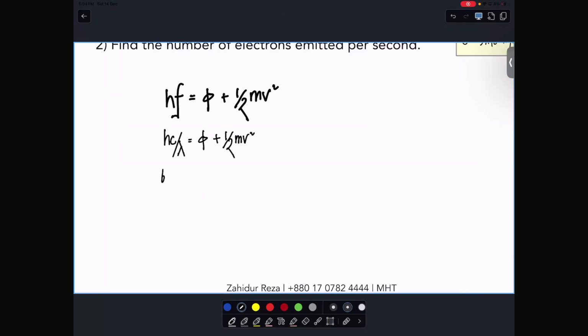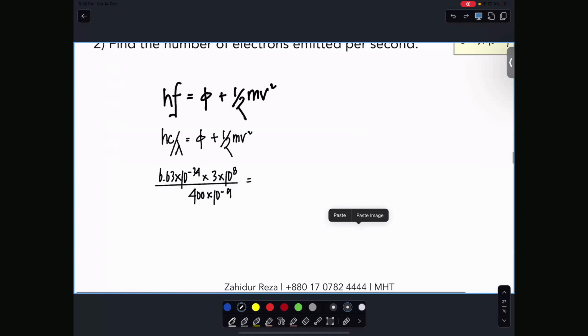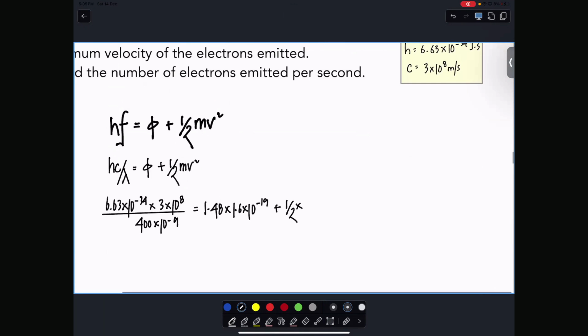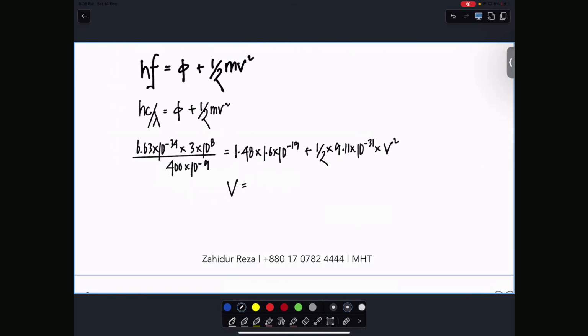Okay, so 6.63, those who can, take a look: 6.63 into 10 to the minus 34 into the speed of light 3 into 10 to the power 8, divided by the wavelength 400 nanometers, so 400 into 10 to the power minus 9, equals what is my work function here? 1.48 eV. You can't keep this in eV, you have to convert it into joules, right? So 1.48 into 1.6 into 10 to the power minus 19 plus half into mass of your electron, which is 9.11 into 10 to the power minus 31 times v square. Whatever comes from solving this is the answer.